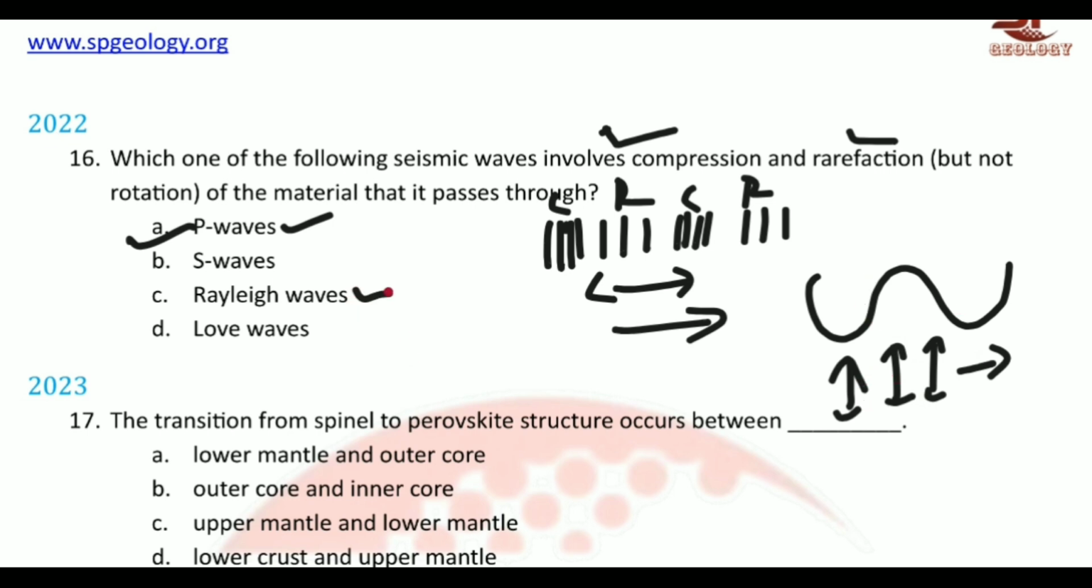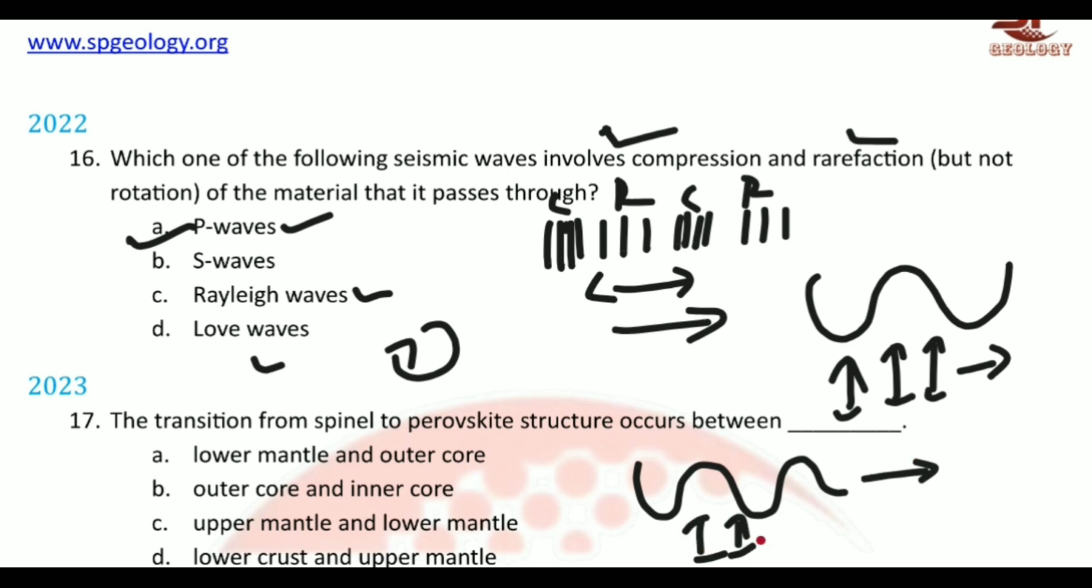Shearing movement, Rayleigh wave elliptical movement, circular movement. Then Love wave, according to S wave, it is a transverse wave. It vibrates perpendicular to the direction of propagation but parallel to the ground. So L wave vibrates parallel to the ground, perpendicular to the direction of propagation. S wave vibrates perpendicular to the ground and perpendicular to the direction of propagation.